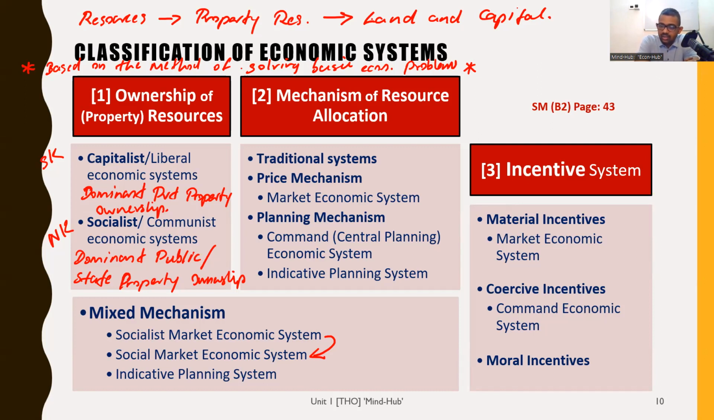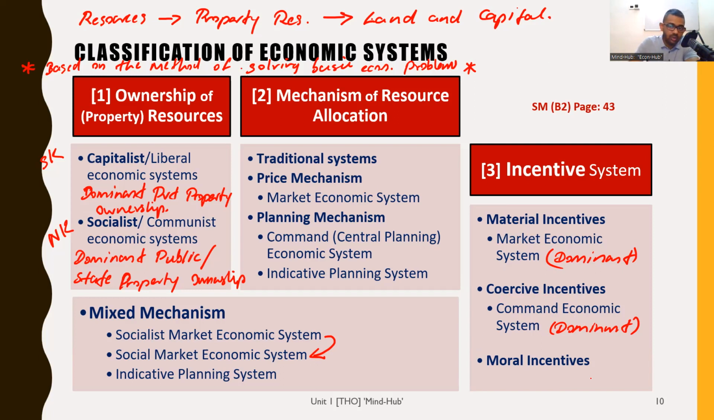But remember, what we are saying is, in a country, if material incentives are more dominant, that doesn't mean they don't have coercive incentives. They have coercive incentives, but what is more dominant, more powerful? Material incentives. Then it is a market economic system. If a country has more dominant coercive incentives, they have material ones, but what is more powerful is coercive, then we say command economic system.